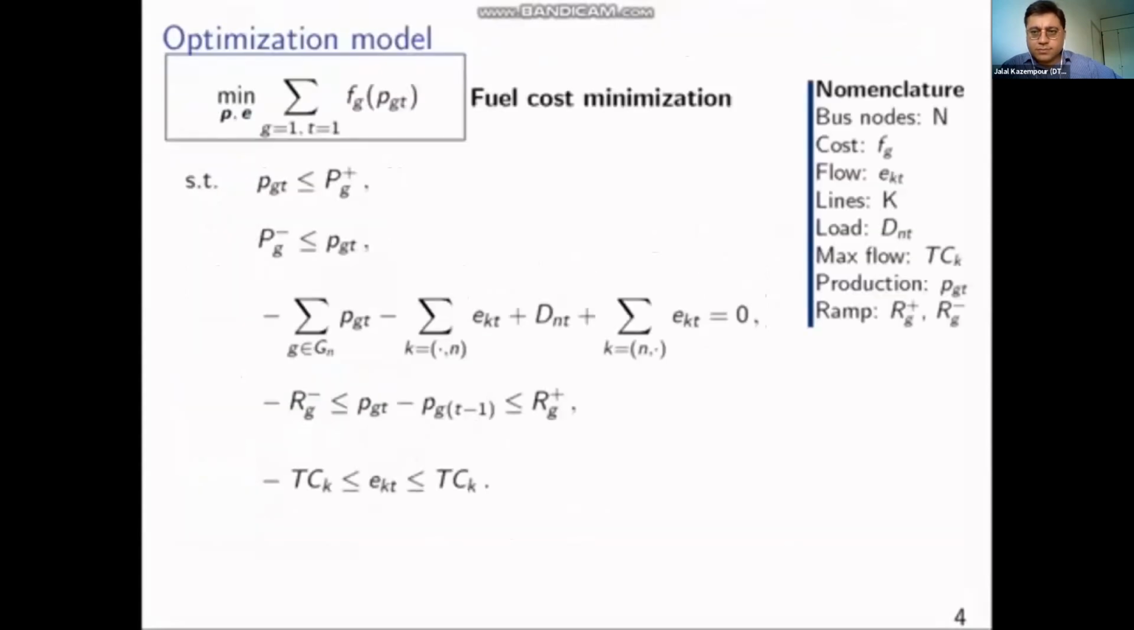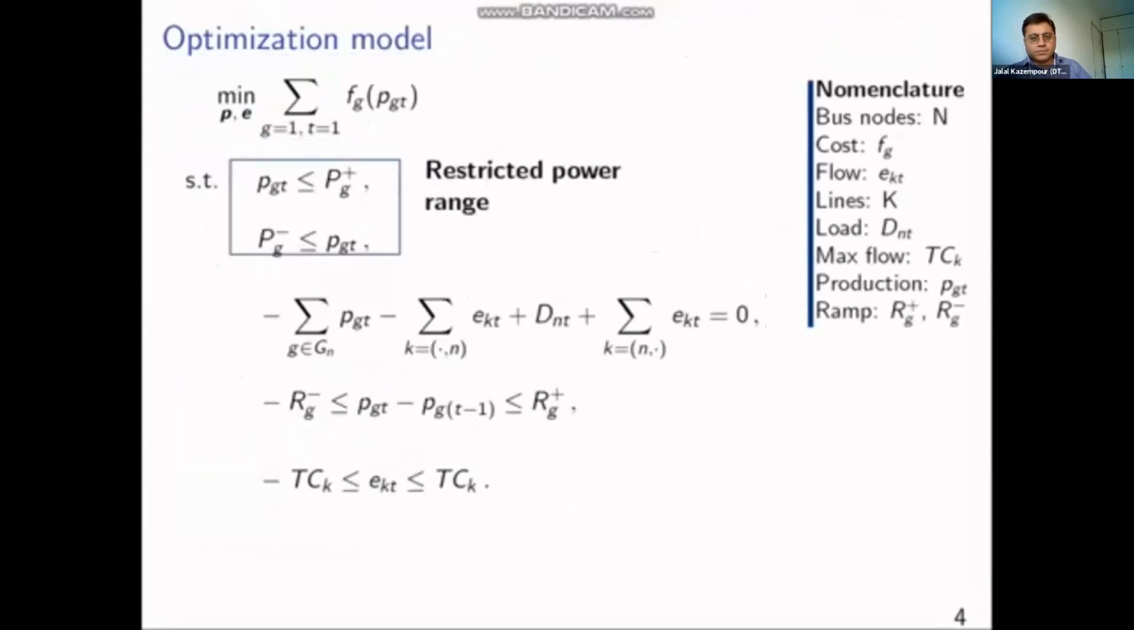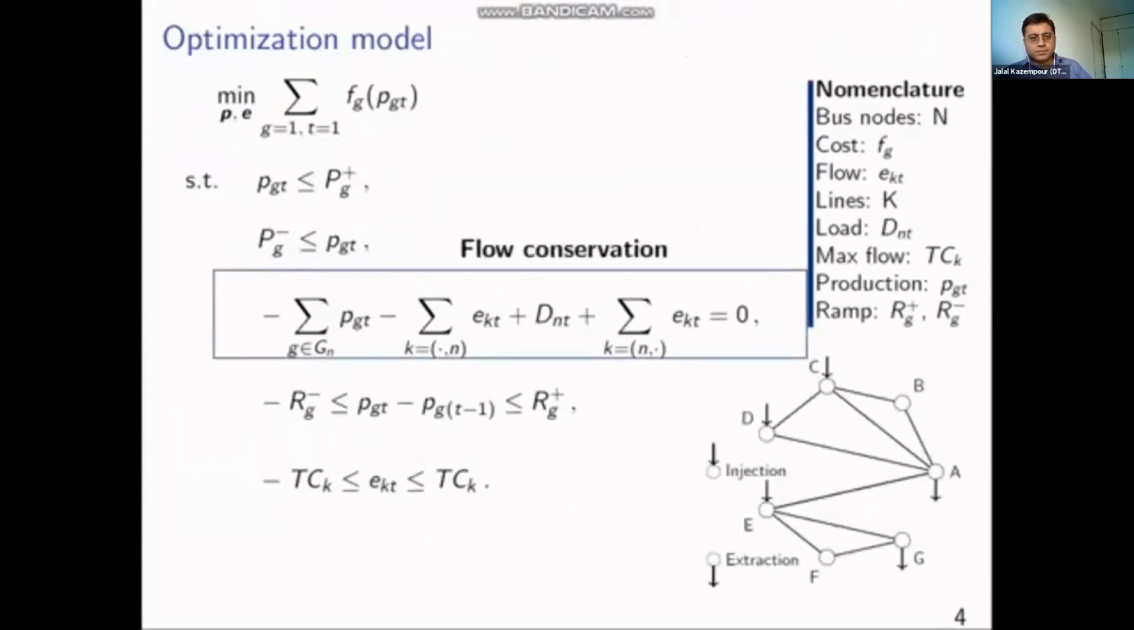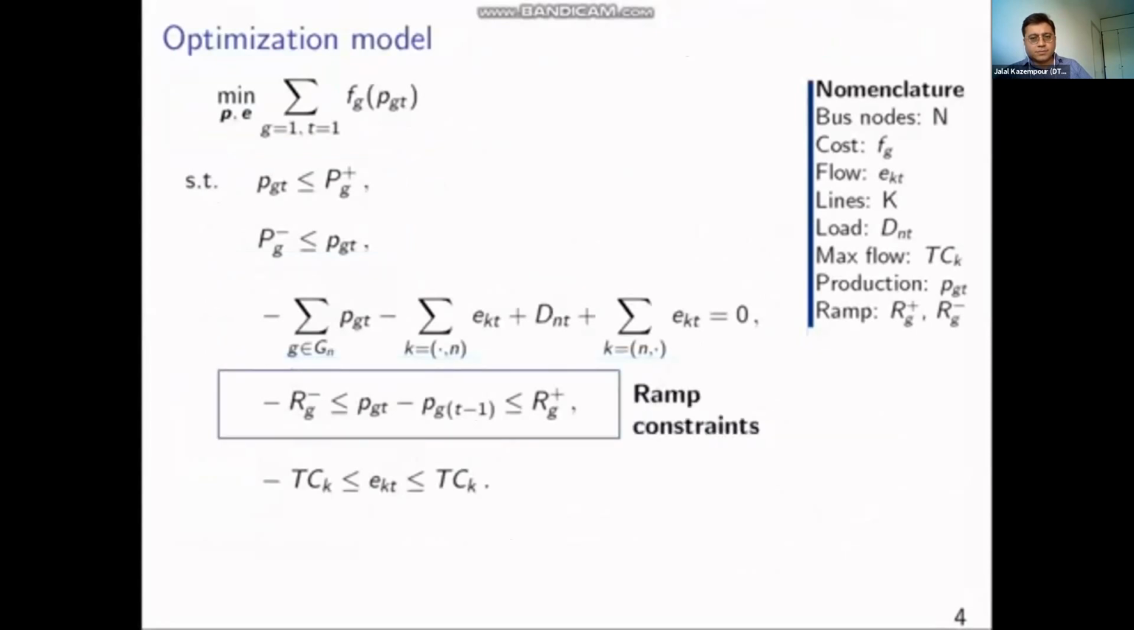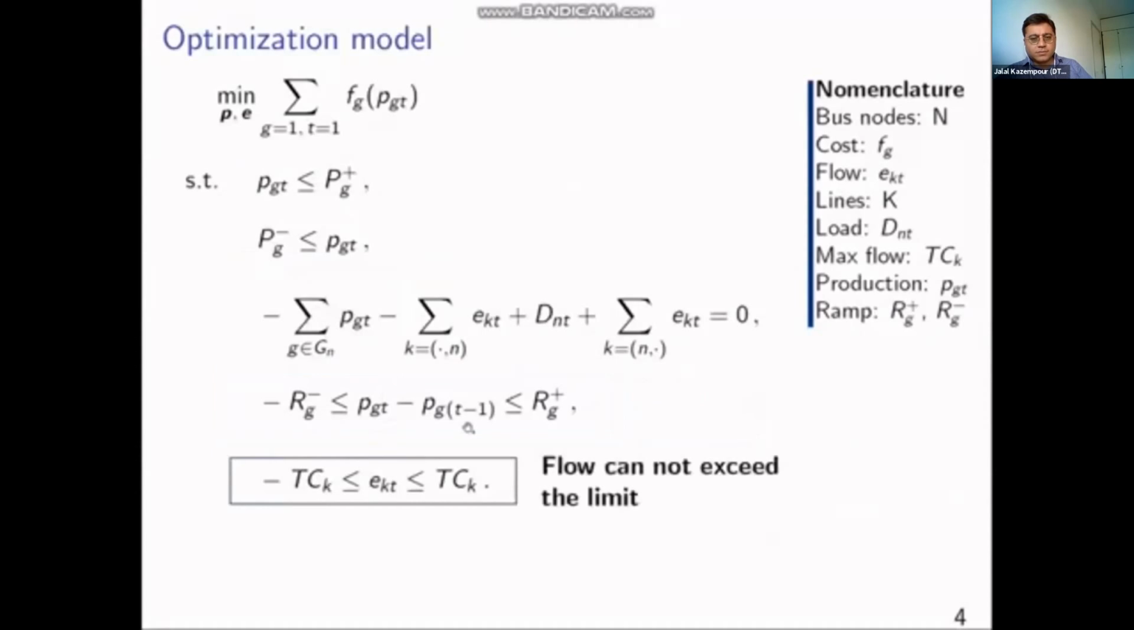So let's look at the problem in a mathematical form. So we want, of course, to minimize the fuel cost. So the sum over each unit g and time t of the production p_gt. And we have as constraint the power ranges. We also have a flow conservation. We have the ramp constraint, which couples the production between two different times t and t minus 1. And finally, we have the flow constraint.